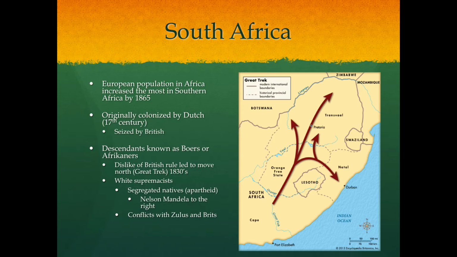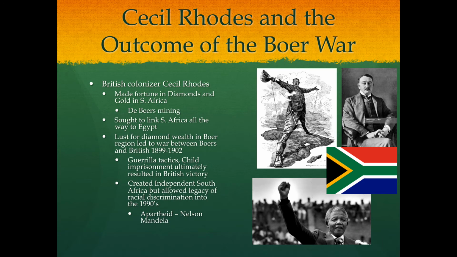And the Boers and Afrikaners did not want anything to do with British rule. They liked their ideas of white supremacy, had a history of segregating natives, things like that, and they wanted to live their own way. So they eventually moved just slightly to the north and established two new settlements for them. That put them in conflict with some locals, and particularly the Zulus. But they stayed there for a period of time until later coming into conflict with another British man named Cecil Rhodes.